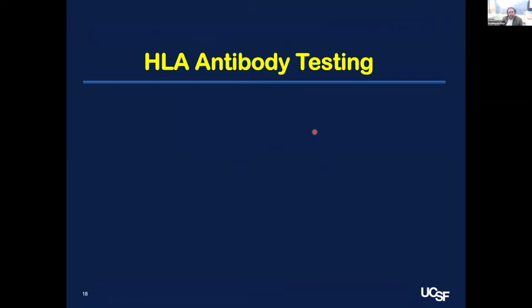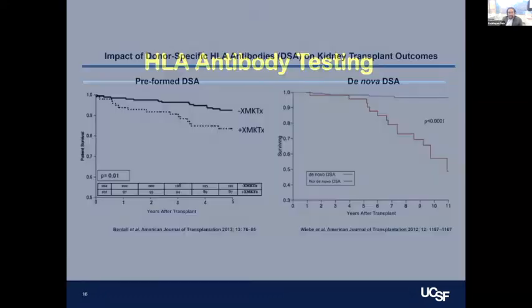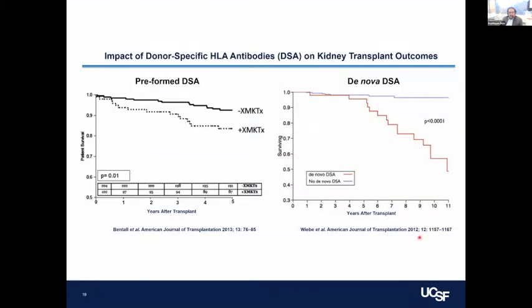So then HLA antibody testing, the second topic. We know the HLA antibodies are detrimental, whether preformed or de novo, but de novo antibody production is more detrimental to the graft. So we need to be careful. We don't know how to avoid it. So more monitoring, more matching is critical to make sure the de novo antibodies are not developed.